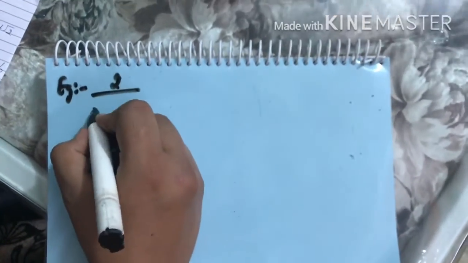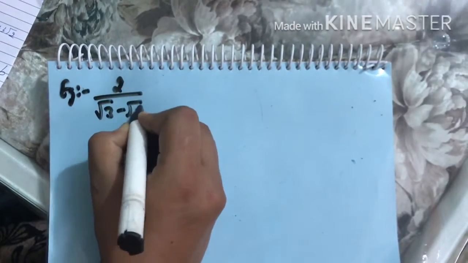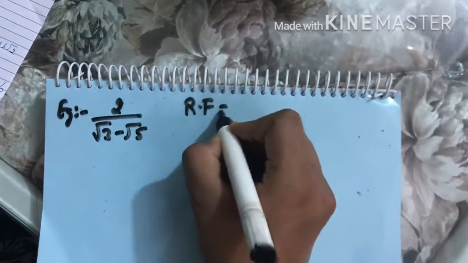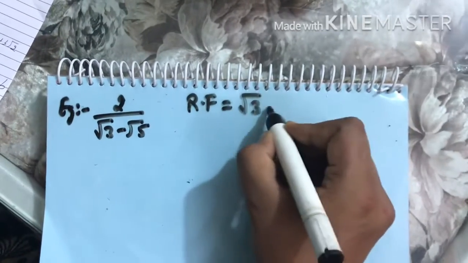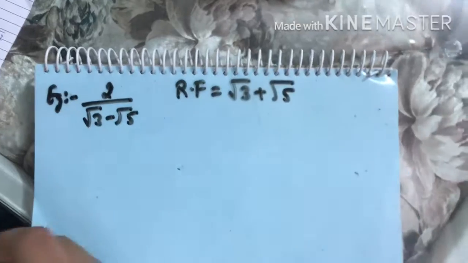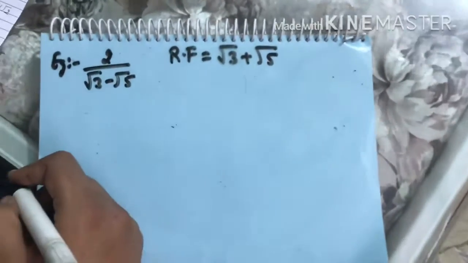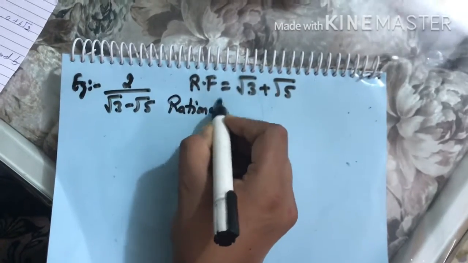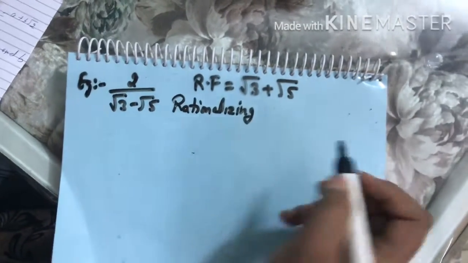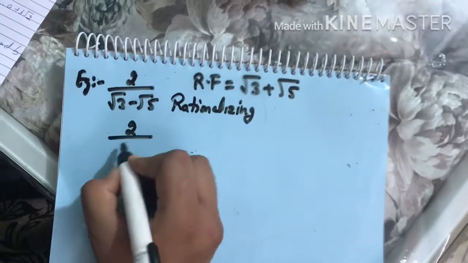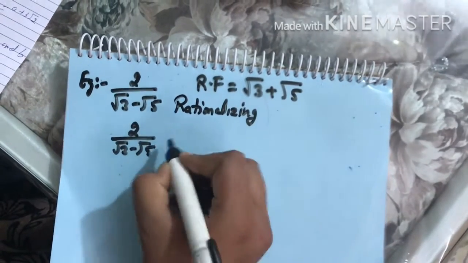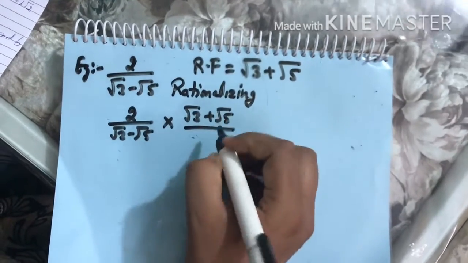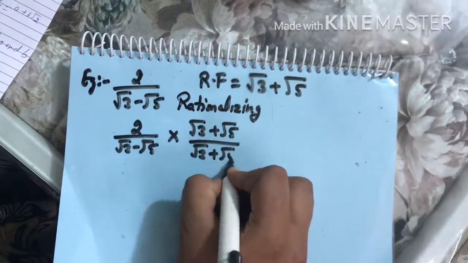Two upon root 3 minus root 5. So the rationalizing factor here is root 3 plus root 5. What is the rationalizing factor? Root 3 plus root 5. Now simple, what do we have to do? Rationalizing. So rationalizing means 2 upon root 3 minus root 5, multiply and divide with the rationalizing factor root 3 plus root 5. So root 3 plus root 5.